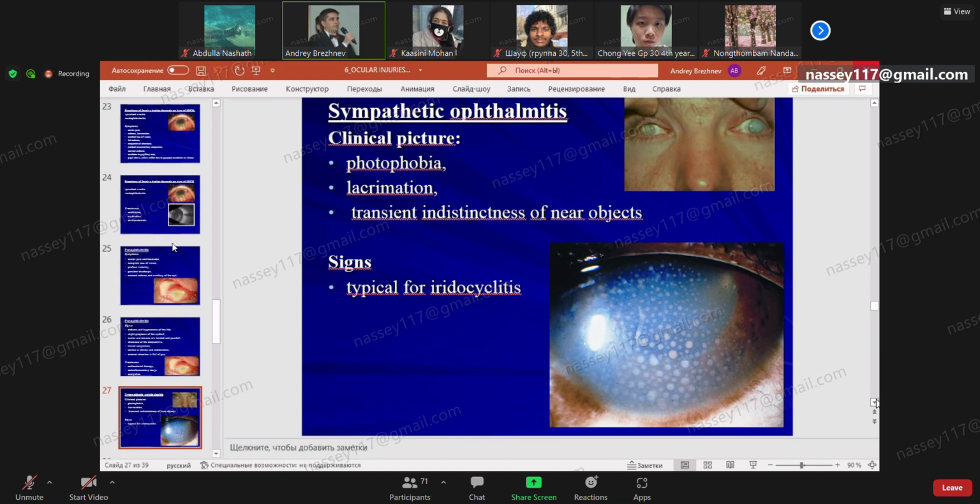Signs are typical for iridocyclitis. You see here the presence of deposits of pigment and inflammatory cells on the inner surface of the cornea, on the endothelium, the so-called keratic precipitates. We can sometimes see blood in the anterior chamber, edema of the iris, all the signs of iridocyclitis. Additionally, circumcorneal congestion, changes of iris color, and formation of posterior synechiae, adhesions between the posterior surface of the iris and the anterior capsule of the crystalline lens.